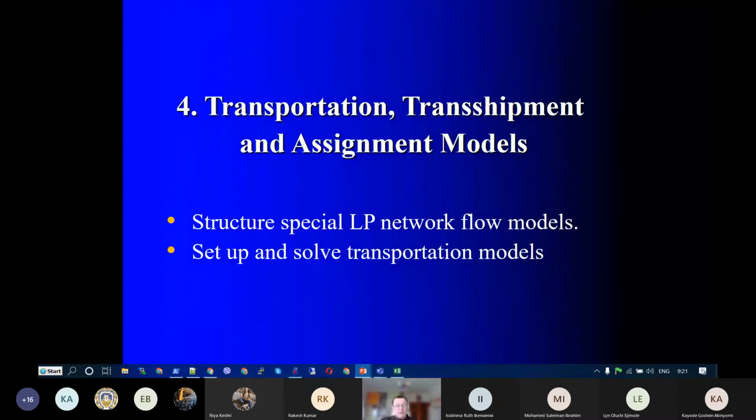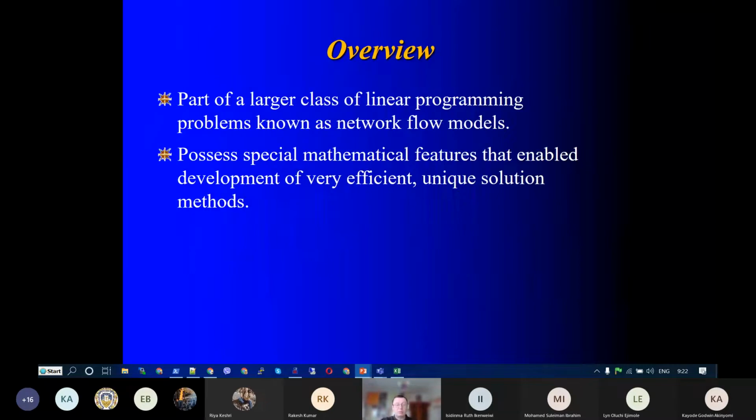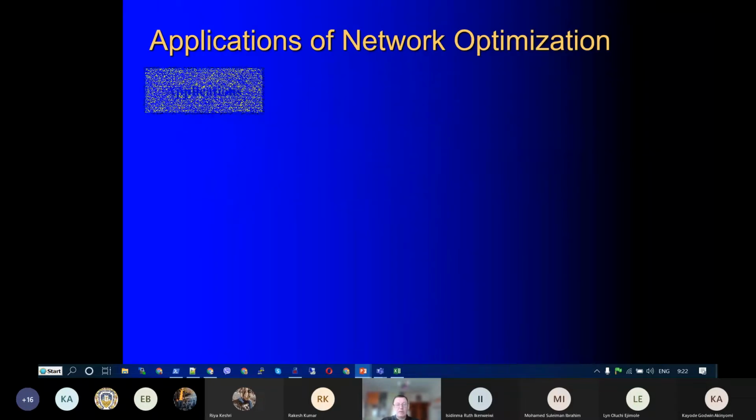Okay, let's move into the next type of model. The next type of analysis: transportation, transshipment, assignment models, and so on. This time we will move out of statistical analysis into solving optimal management tasks as a kind of mathematical solution. It is also part of linear programming known as network flow models, and it possesses special mathematical features that enable the development of very efficient solution methods.